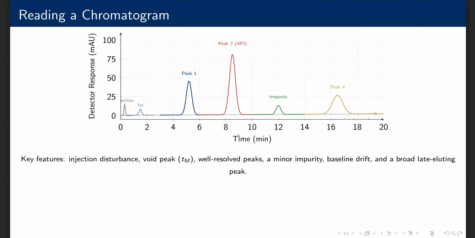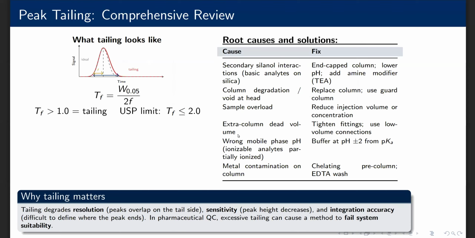In a real lab, you need to extract several parameters from each peak: retention time, peak height, peak area, base width, half height width, and asymmetry factor. The data system does most of this automatically, but you need to verify the integration and understand what each parameter means. Peak tailing is the most common chromatographic problem.